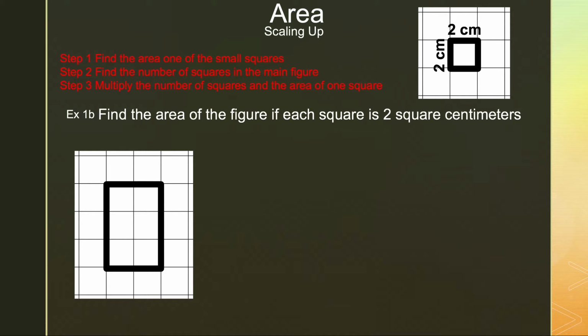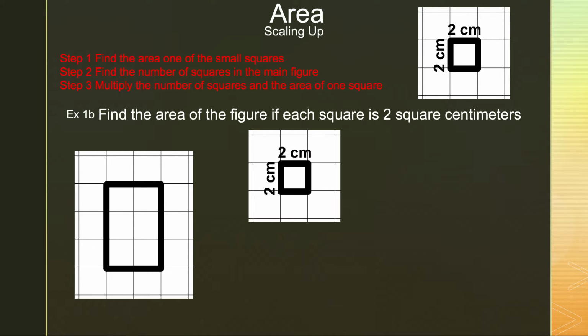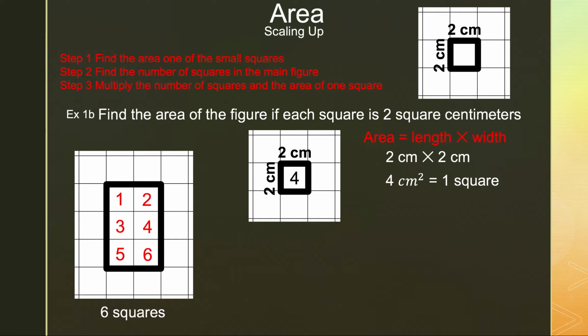we'll do it differently. So we're going to take a look at the area of one of the squares. We're going to use the formula, which is length times width, and it's 2 times 2, which gives me 4, which is the area of 1 square. So we found the area of 1 square. Now we need to figure out how many squares are in the main figure. And as you can see, there are 6 squares in the main figure.